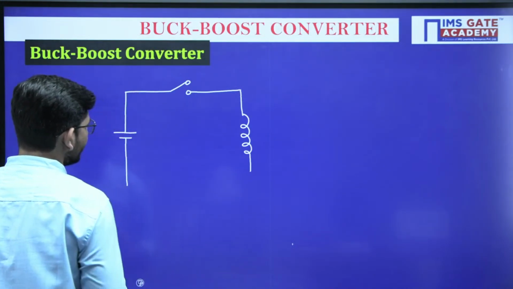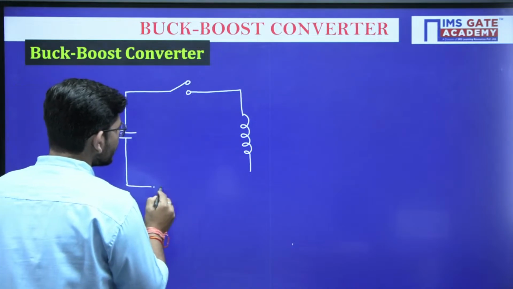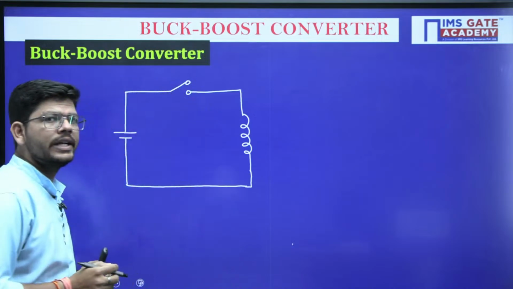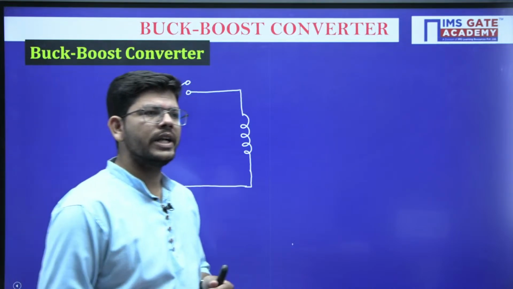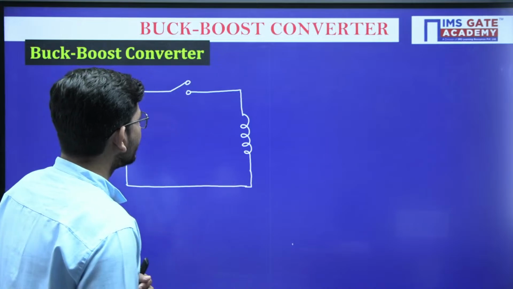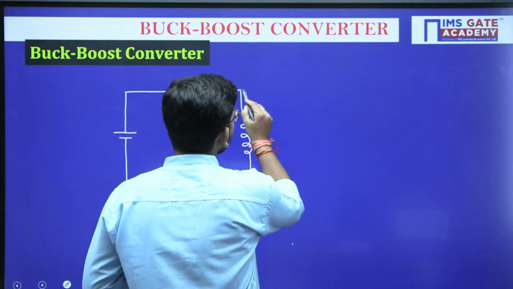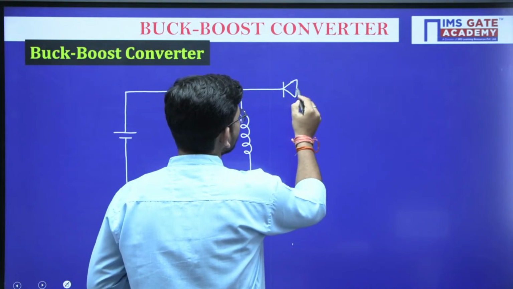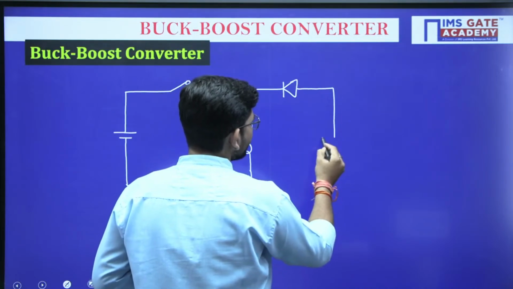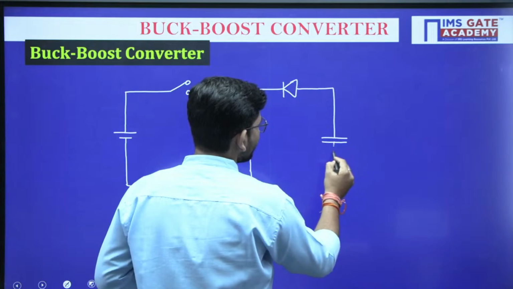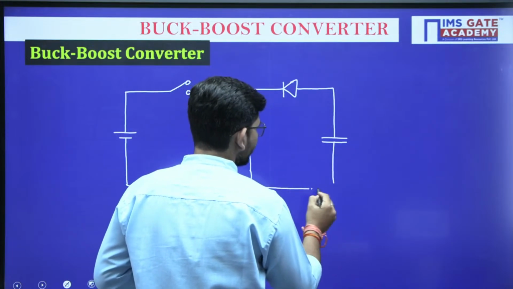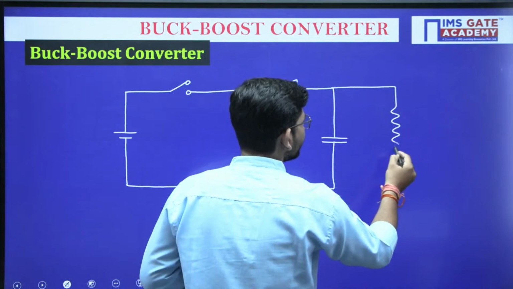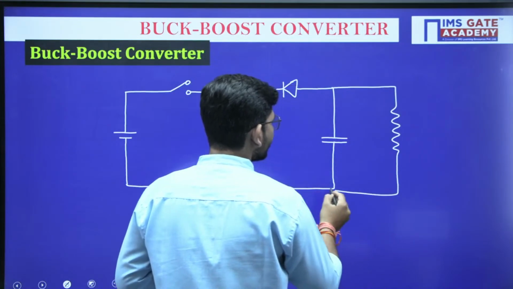Earlier, in the buck converter, the inductor was at the output side. In the boost converter, the inductor was at the input side. Now in the buck boost converter, the inductor will be in the middle of both sides, and then we have a diode which will connect or disconnect the load and source, and then finally we have a capacitor, and after the capacitor there will be a load where the variable DC is required.